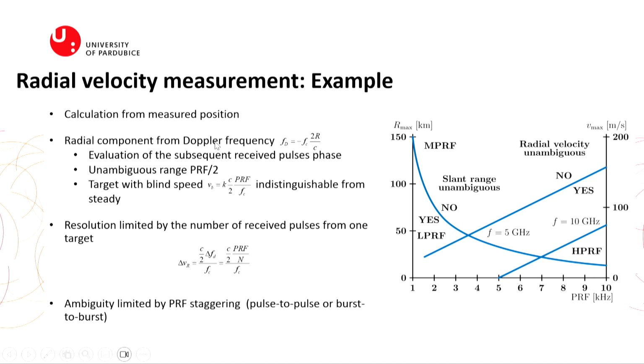So why do I care about blind speed? Because radial velocity is derived from Doppler frequency. Doppler frequency is 2 f_c v_r divided by c. So we evaluate the phase of subsequent received pulses. Phase is the derivative of frequency, and from frequency we can derive, of course, speed. And last thing, why is there n? Because I can have multiple pulses in one CPI, coherent processing interval. It is just about this one.